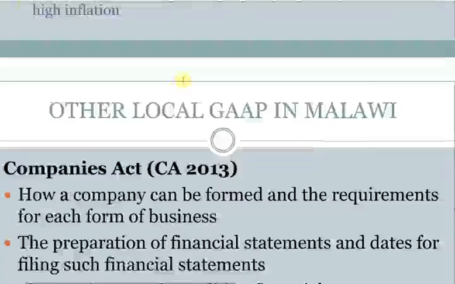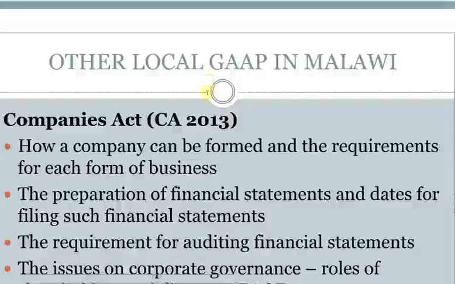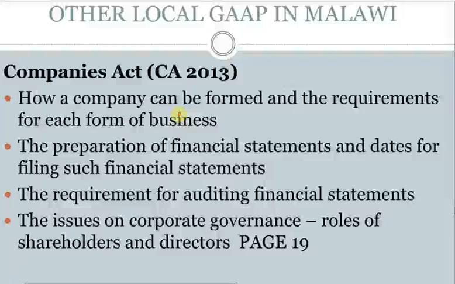So those are the headings in the conceptual framework. Now let us look at the sources of GAAP that we talked about in Malawi. We talked about the Companies Act, currently using the Companies Act 2013. So let us look at how the Companies Act will govern the preparation and presentation of financial statements. The Companies Act will say how a company can be formed and the requirements for each form of business.